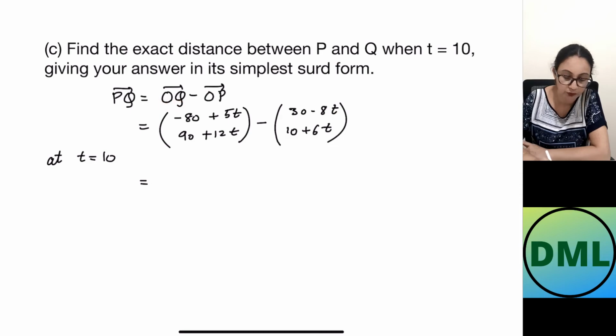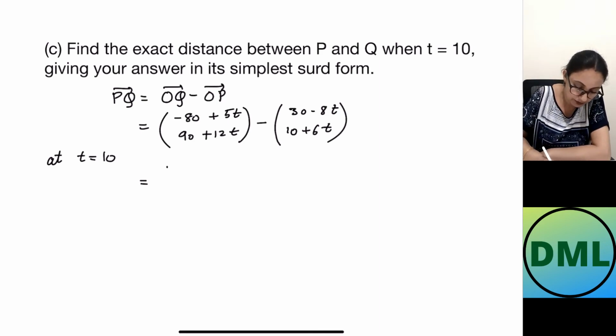Now the distance PQ, if I write it down in position vector form, will be written as OQ minus OP. The position vector of Q minus the position vector of P. So the position vector of Q will be written as minus 80 plus 5t, 90 plus 12t, minus the position vector of P, which will be written as 30 minus 8t, 10 plus 6t. Now as they give us that we have to find out when time is equal to 10, I'll substitute the value of 10 here in place of t so that my calculations will be easier.